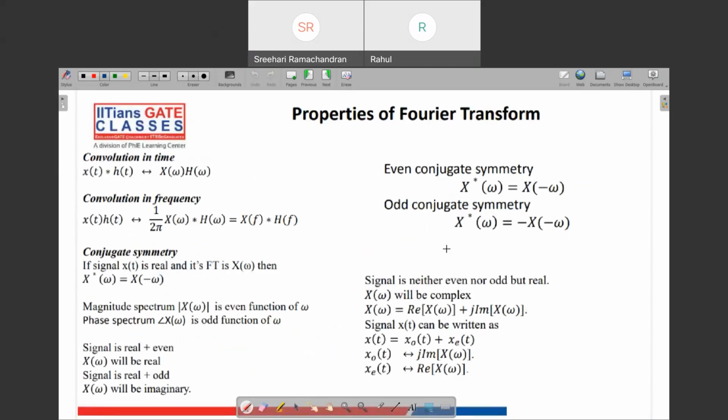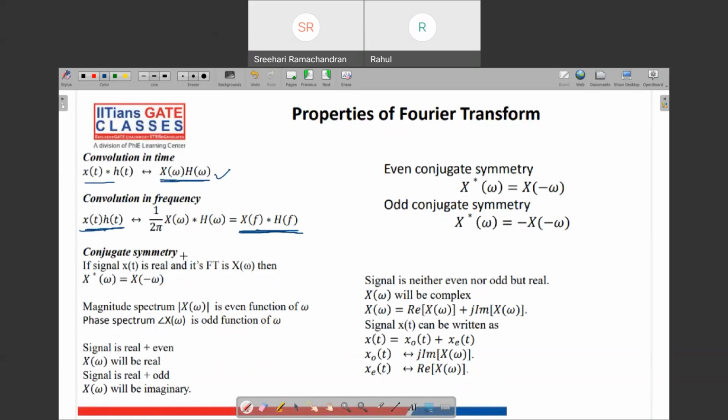Let me go to the next slide. Now, next is the convolution in the time domain. It will become multiplication in the frequency domain, again the same as the Laplace. Now, there is one extra thing that we didn't see in the Laplace: when you do the multiplication in the time domain, it will be equal to convolution in the frequency domain.